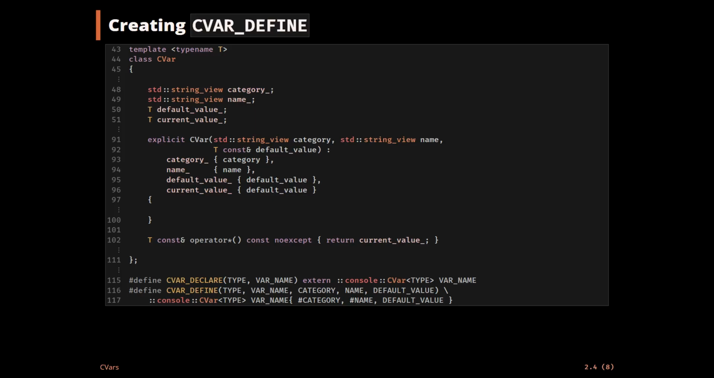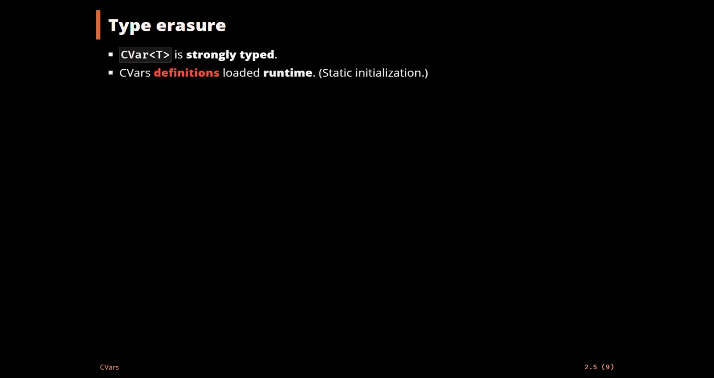All right, moving on. One thing we'll need is type erasure, and I'll explain what that is. So CVar of type T is strongly typed. That basically means we know exactly what type we're dealing with. We know we're dealing with an int or with a color. It's all the same to us. So these CVar definitions will be loaded at runtime. We're creating these variables. They're static. They're basically global variables, these CVars, and that means they get loaded whenever we do static initialization.